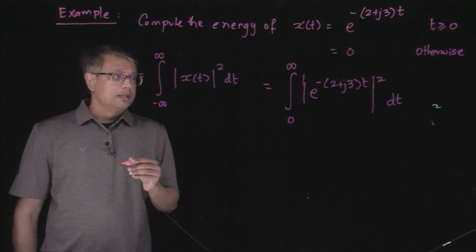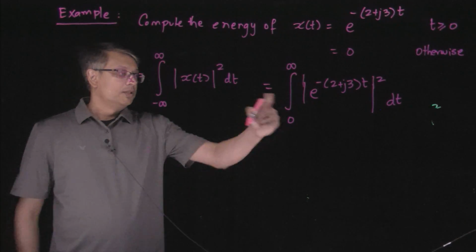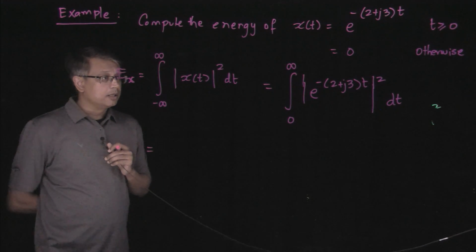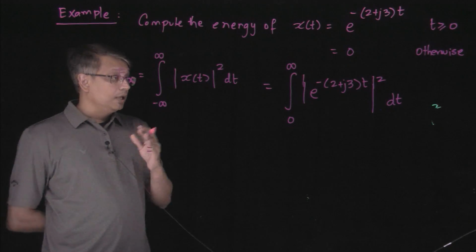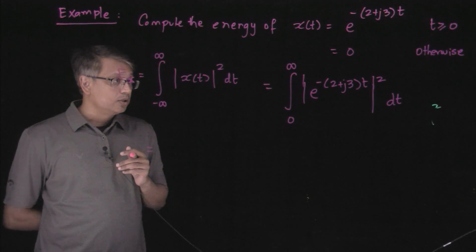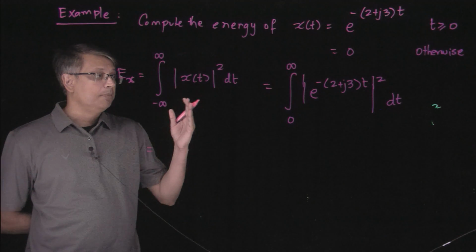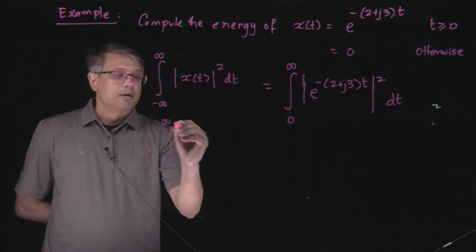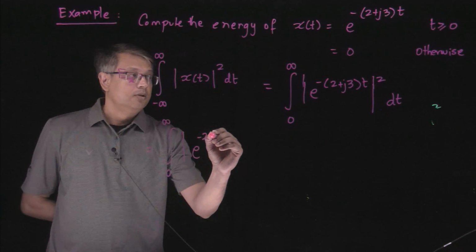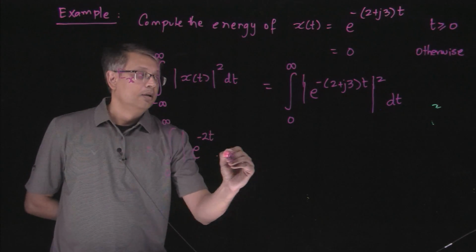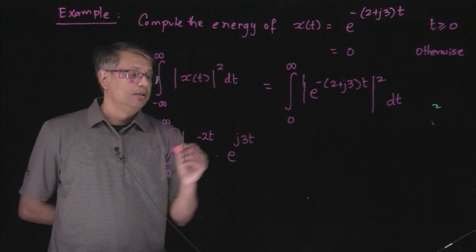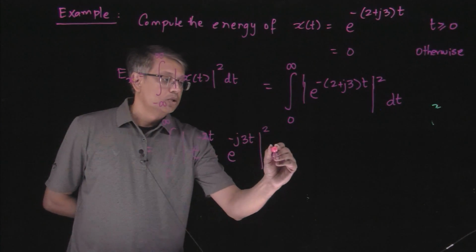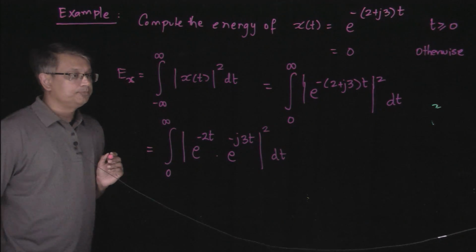Now, how do we evaluate this integral? Well, whenever you see e raised to some complex number times t, it's useful to split it into e raised to the real part times t times e raised to the imaginary part, j times the imaginary part times t. In other words, we can write this as the magnitude of e to the negative 2t times e to the negative j3t. We want to take the square of this magnitude and we want to integrate that.